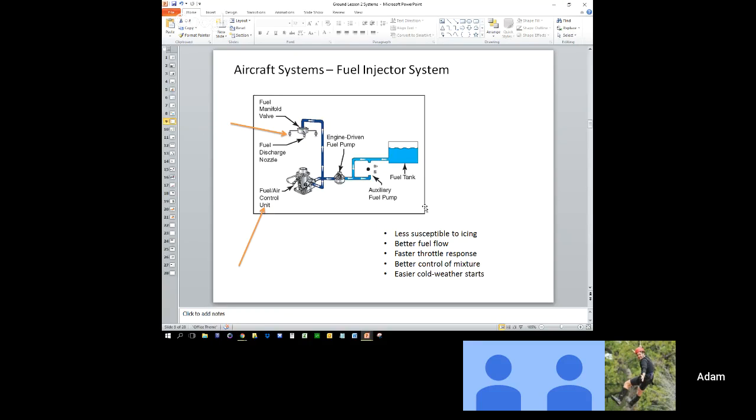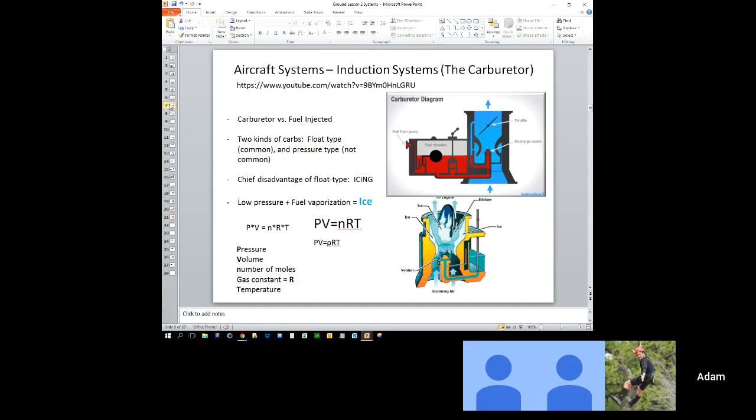Well, the induction system doesn't just start at the fuel control unit, and it doesn't just start at the carburetor, but actually where the air enters the induction system of the aircraft. Similar to how your car engine collects its air for the fuel air mixture, the airplane has what's called a ram air input on the front of most aircraft.